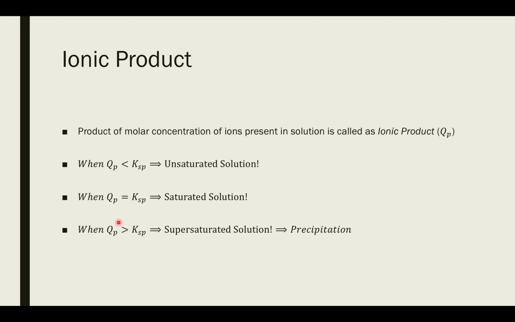However, if Qp exceeds that of Ksp, then what happens is a phenomenon called precipitation. So for precipitation to happen, you require the Qp, that is the product of the molar concentration of ions, to exceed that of the Ksp value.